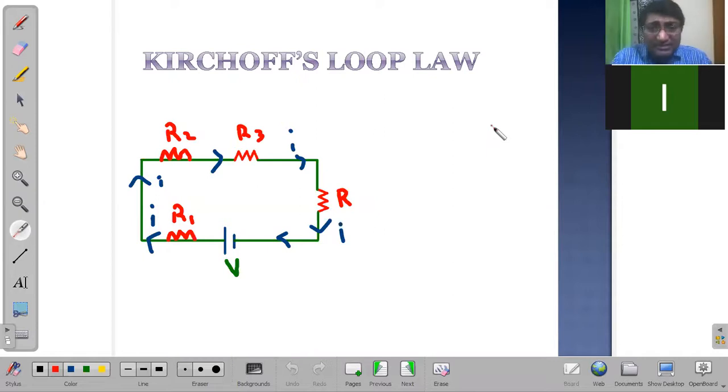Okay, there are only 4 resistances, R1, R2, R3, and R4. So the last one is R4. It has the same current.